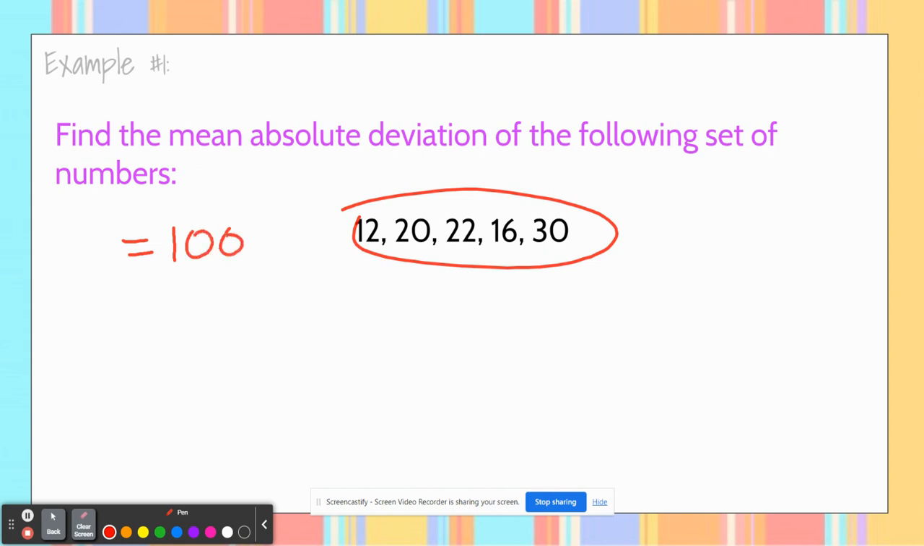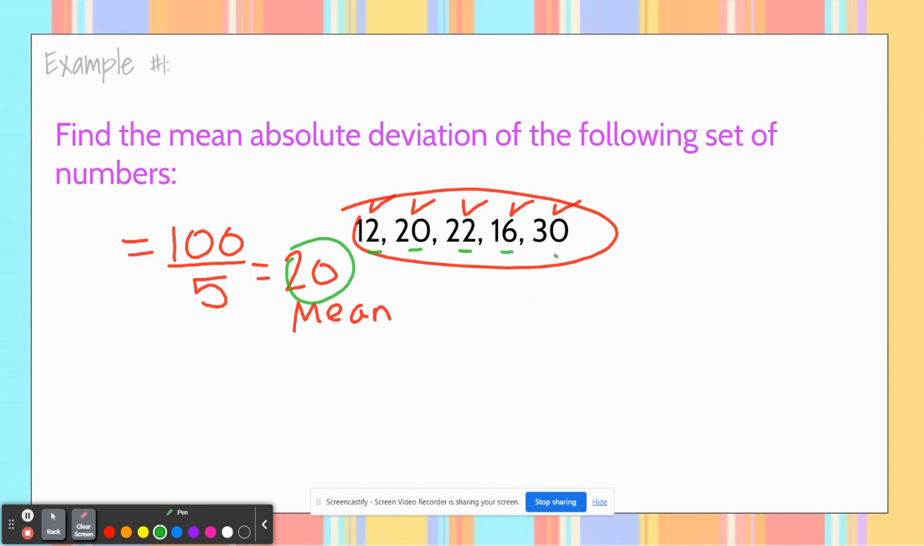Then you're going to take that total and divide by how many numbers are in your data set. And there are a total of 5 numbers in our data set. That will give me 20. This is called my mean or my average. Step 2 is we're going to find the absolute value difference between our 20 and each number in our data set.